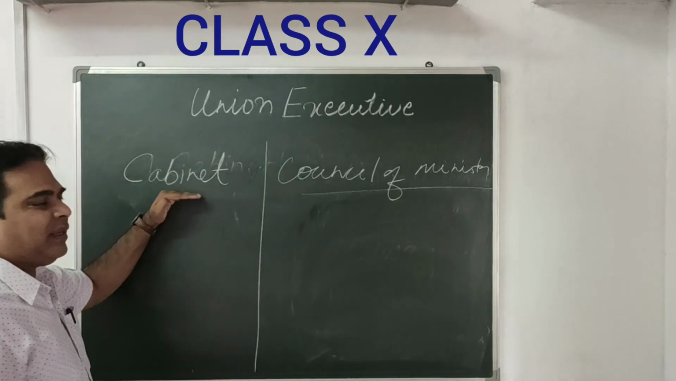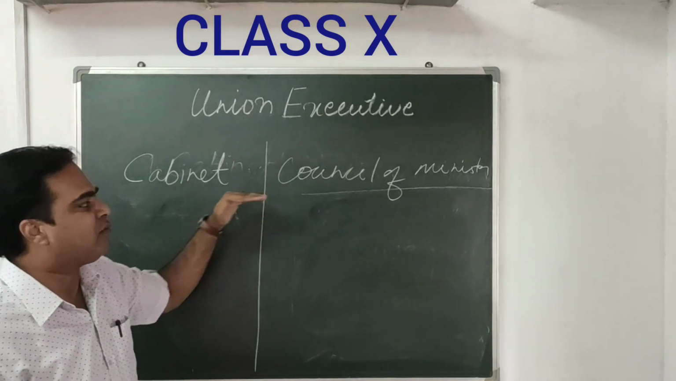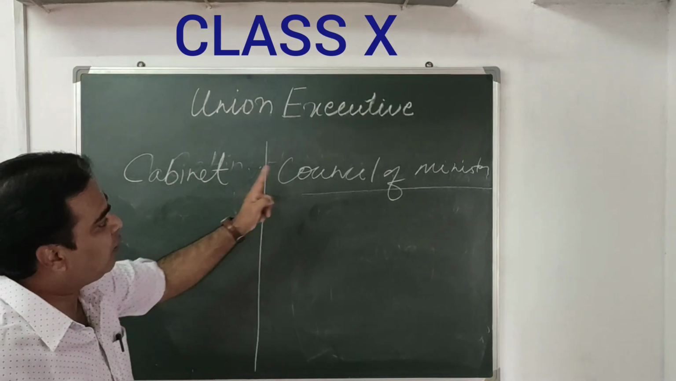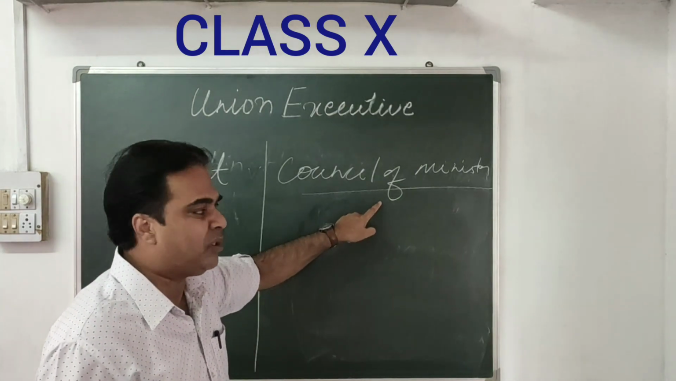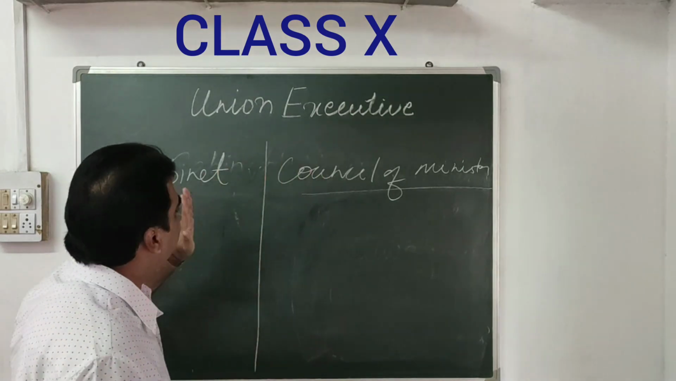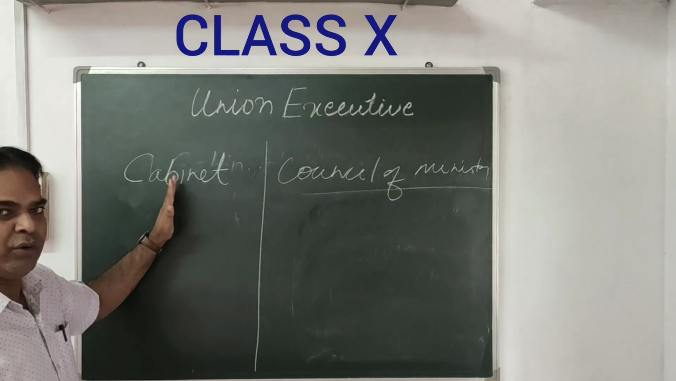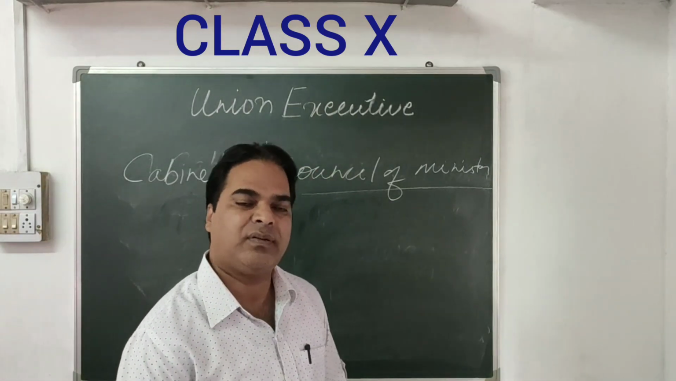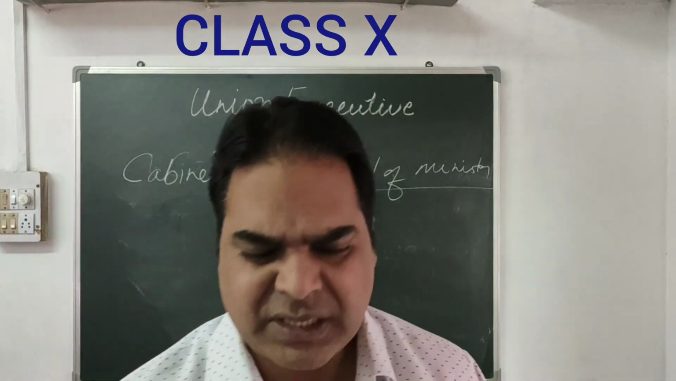And cabinet is a part of the council of ministers. So there are not many differences. When I talk about the council of ministers, the cabinet ministers are also here. Cabinet ministers, state ministers, deputy ministers, all these three together are known as the council of ministers. And when we differentiate between these two, cabinet is a part of the council of ministers. Now let me tell you some of the differences.